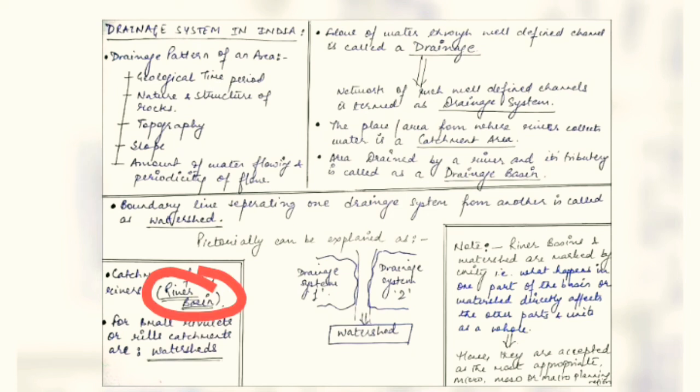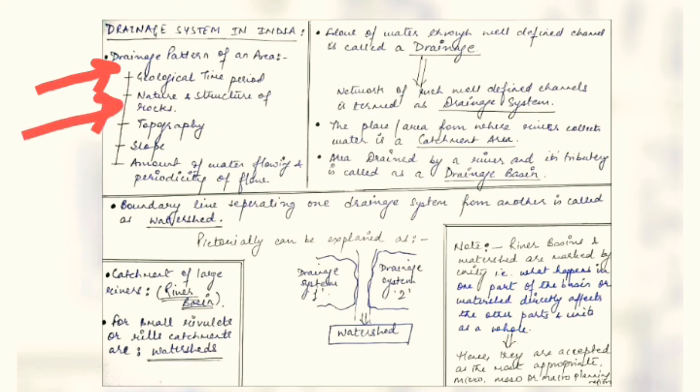Now let's move to the drainage pattern of areas. Drainage pattern of areas basically depends on the geological time period, nature and structure of rock. Geological time period is for whatever time the area is there. Nature and structure of rocks is whatever kind of rock there is, what kind of minerals do they contain, are they fertile, do they make a fertile soil for our vegetation and cultivation.